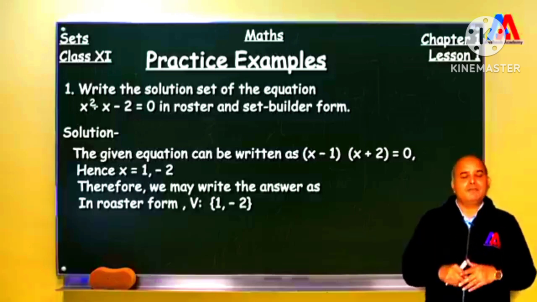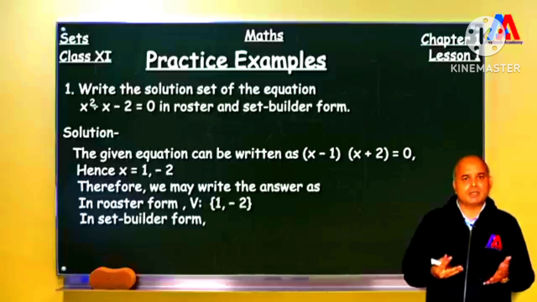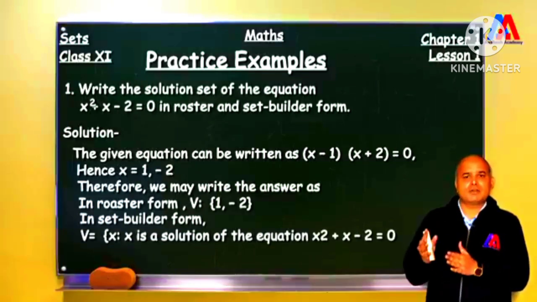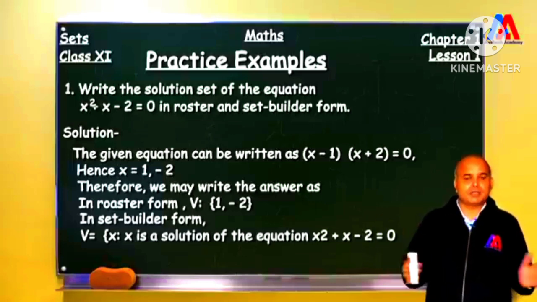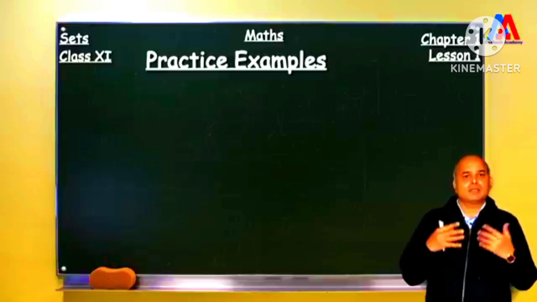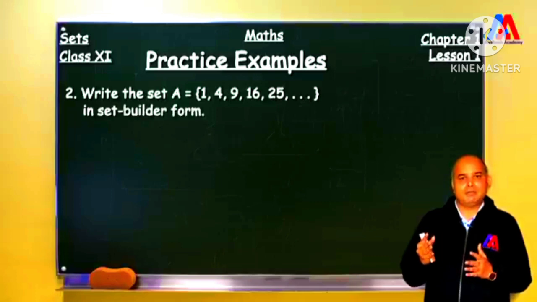So this is very simple. If you want to write the same thing in the set builder form, then we don't have to even solve this equation, and we can write that V equal to x such that x is a solution of the equation x square plus x minus 2 equal to 0. So simply write it and put the bracket closed, and this is the simple method of writing it in the set builder form. Now let's take the second question. The second question is write the set A, that is 1, 4, 9, 16, 25, and it goes on.